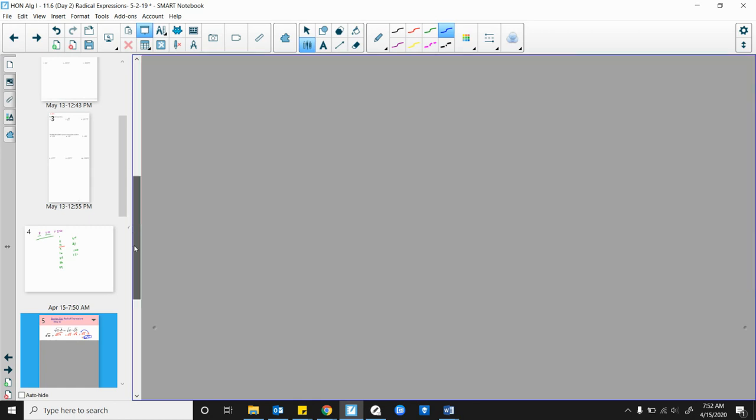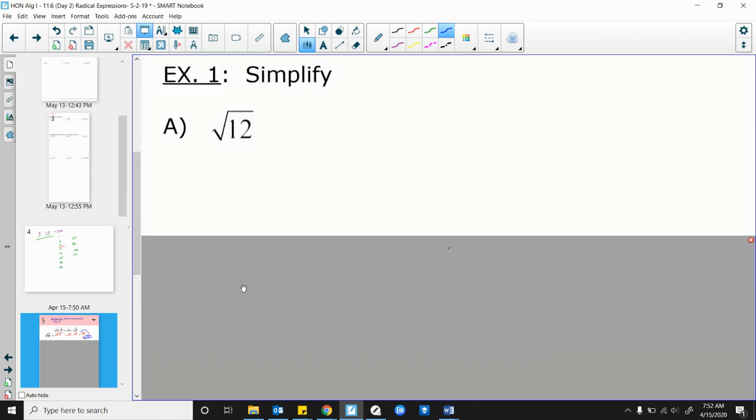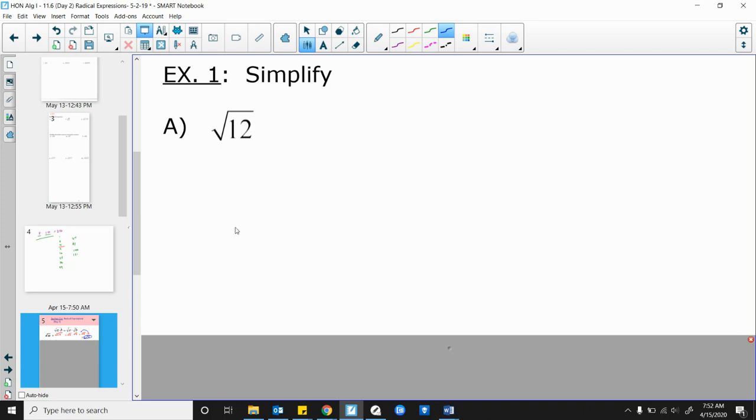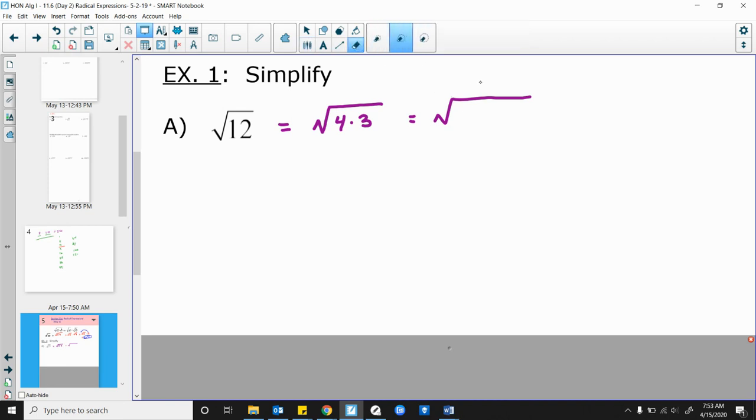Let's look at another one. We've got the square root of 12. What's going to multiply to get me 12 with one of them being a perfect square? 6 and 2 are both not perfect squares, so my other option will be 4 and 3. So 4 times 3. From there, I would do the square root of 4. Remember that property we wrote down right here?